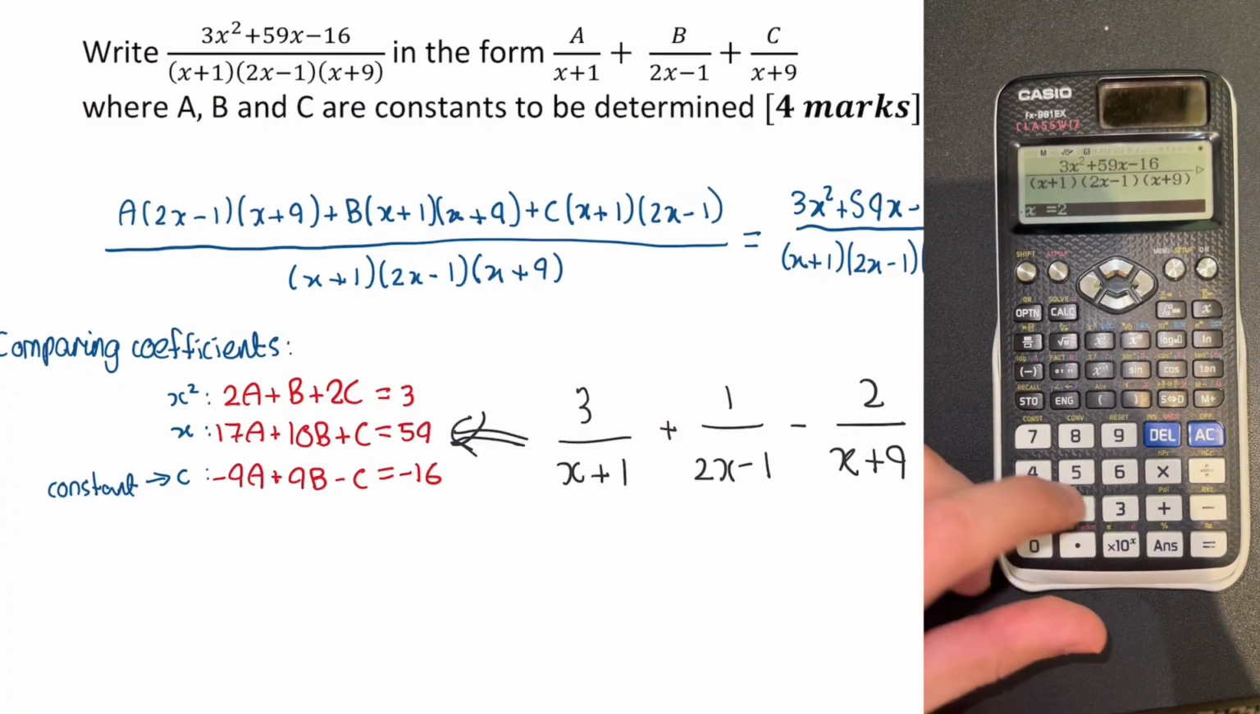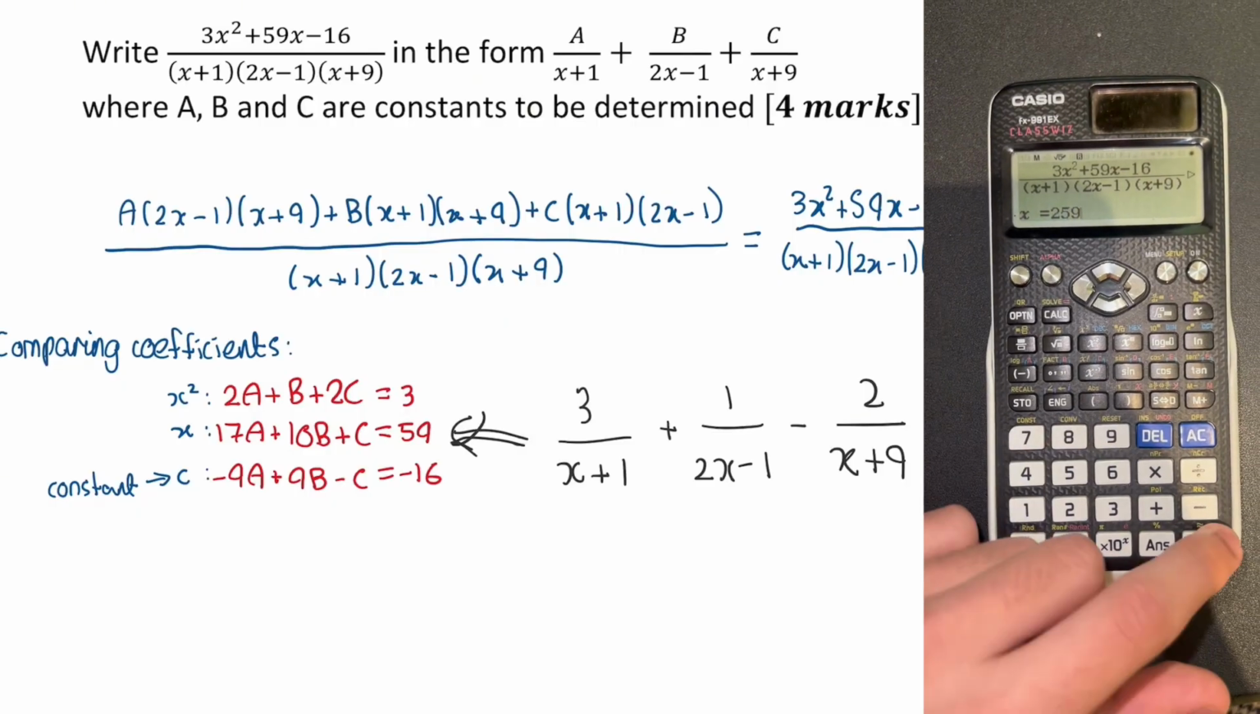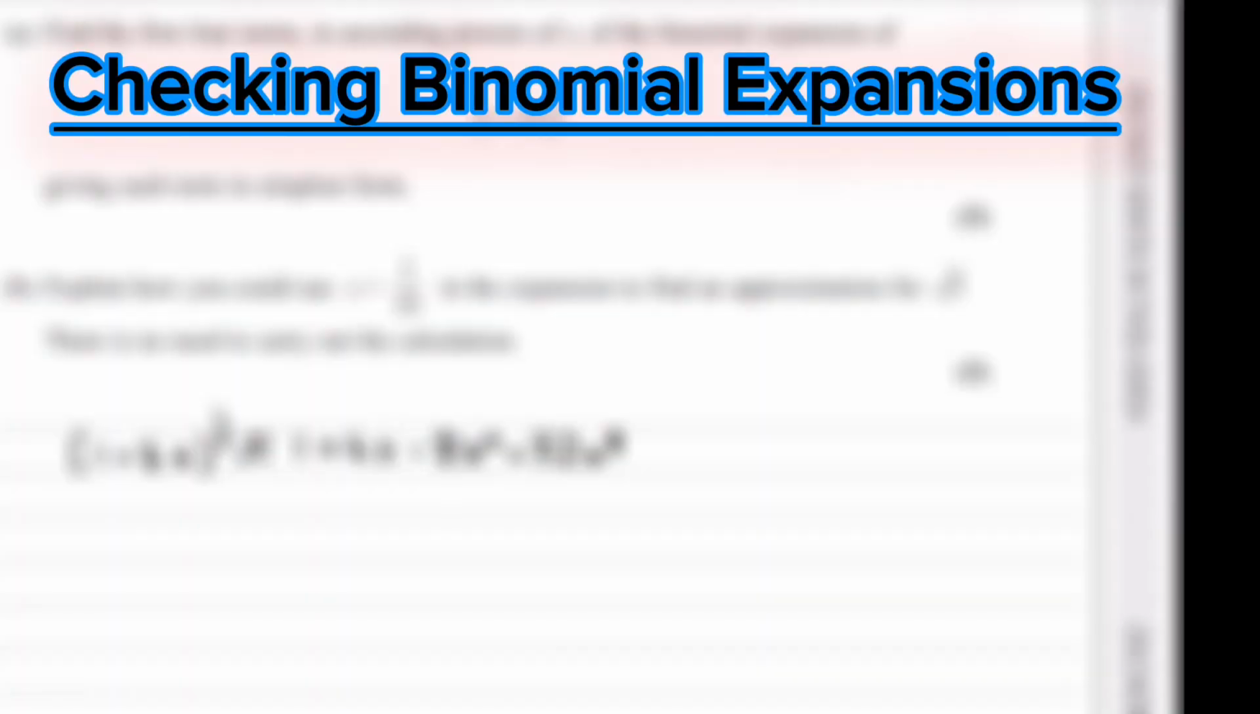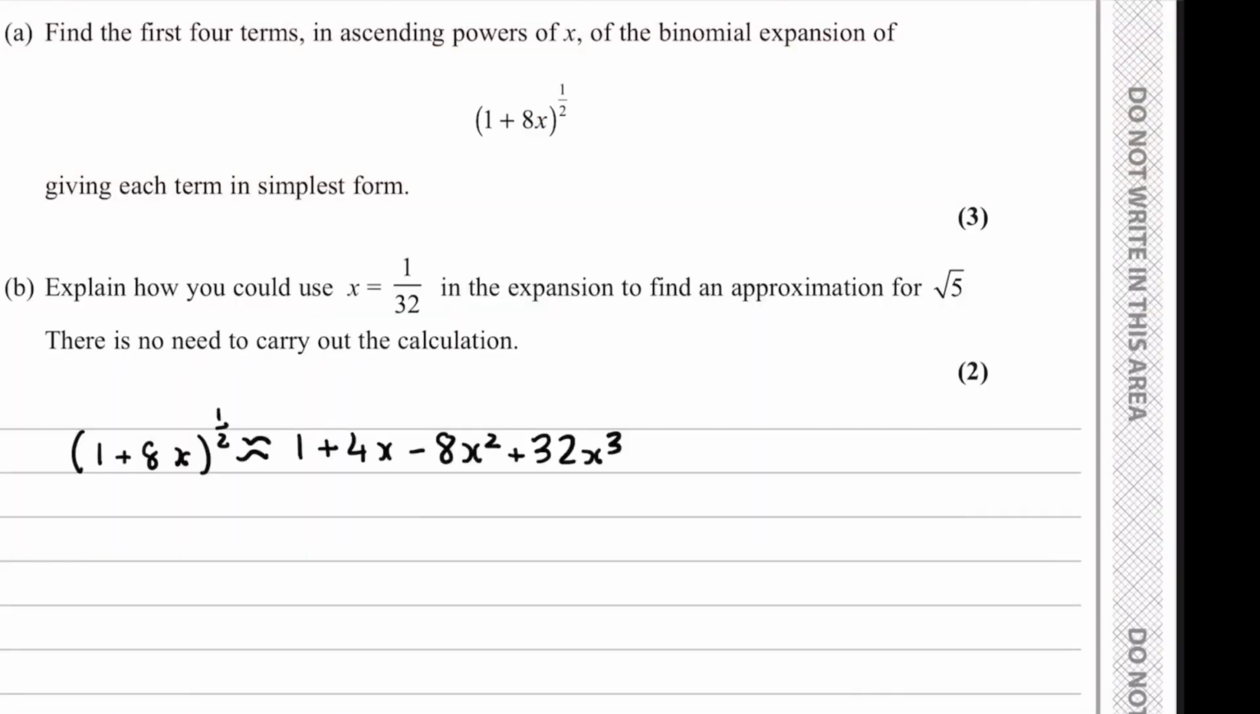So let's say we sub in x equals 259. Now just press equals and it'll sub that in. We got 0, so our answer is correct. Here's how you can check if your binomial expansion is correct.